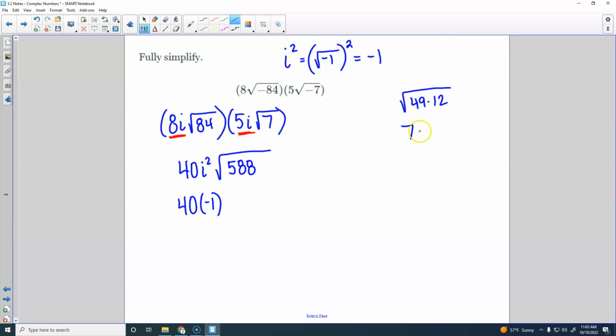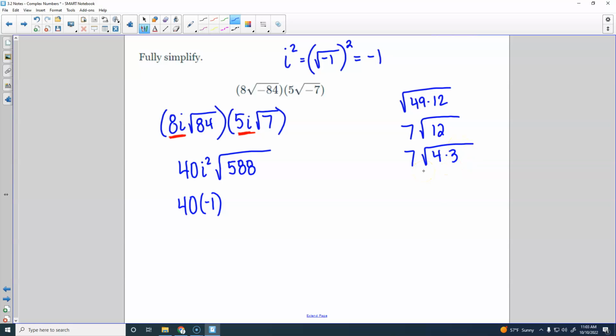Let's just do it this way. 49 and 12. That'd be 7 root 12, right? Especially if we're having a hard time finding that bigger number, 196. Yeah. 12 breaks down into 4 times 3.